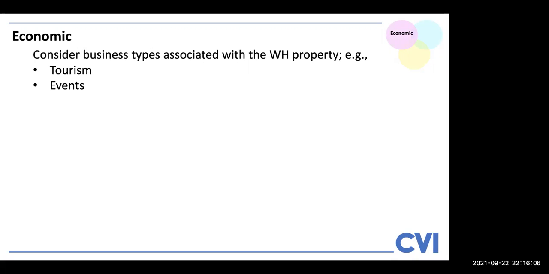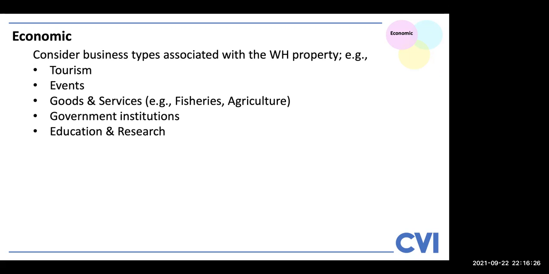Let's step for a moment into the economic connections. First, we want to consider business types that are associated with the World Heritage property. And these might include tourism activities or different events. They might include goods and services provided by the property. They might include the government institutions or education and research undertaken at the property. And there may be aspects of conservation activities that would be incorporated as parts of the economic process, the economic connections of the property.